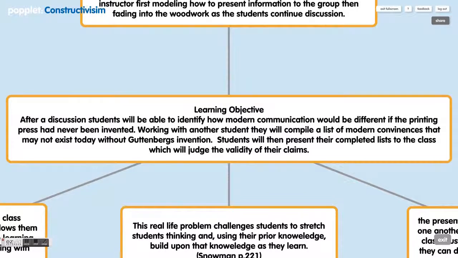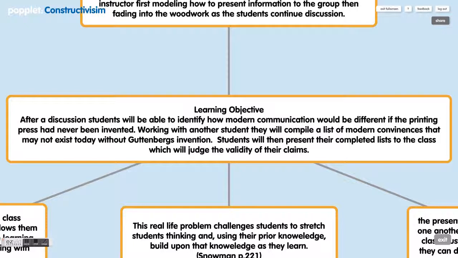That learning objective being, after a discussion, students will be able to identify how modern communication would be different if the printing press had never been invented. Working with another student, they will compile a list of modern conveniences that may not exist today without Gutenberg's invention. Students will then present their completed list to the class, which will judge the validity of their claims.